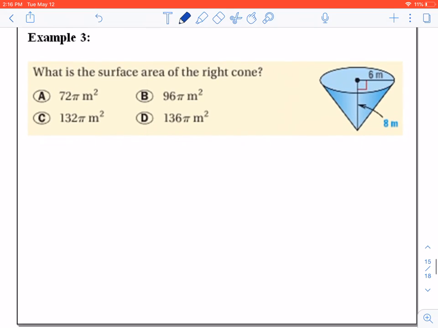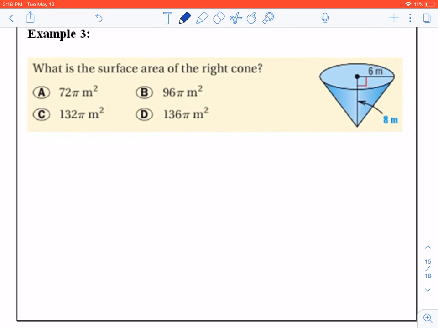Let's take a look at example 3. It says, what is the surface area of the right cone? Now, notice this is a multiple choice question. So, all of my choices have the pi in there. So we need to leave our answer in terms of pi. So it is area of the base plus the perimeter, there's no perimeter in a circle, plus the circumference of the base times the slant height divided by 2.